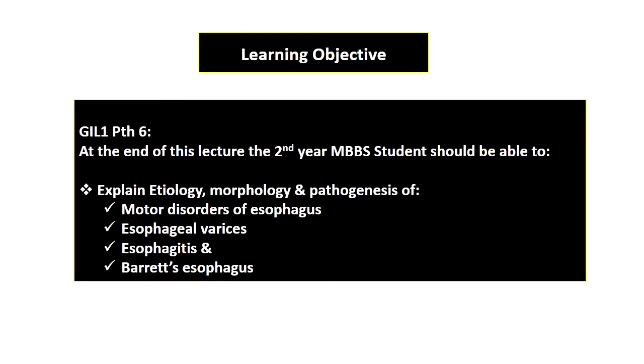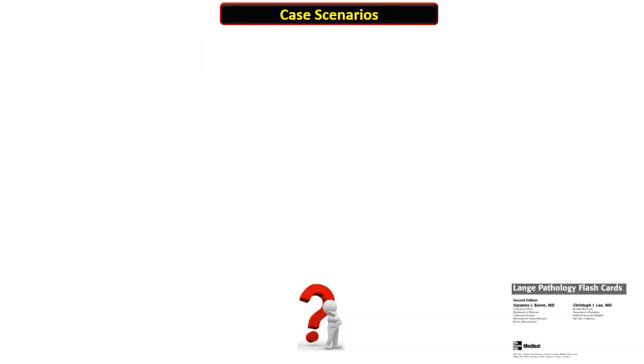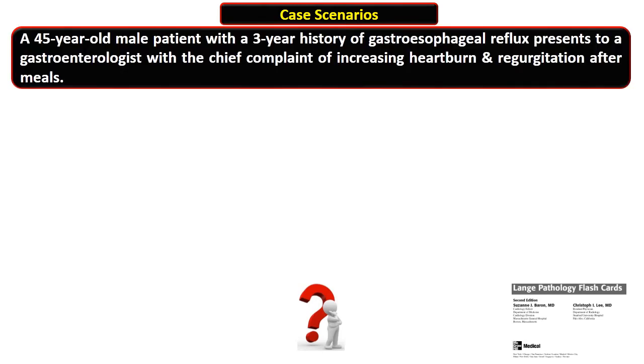The learning objectives are, at the end of this lecture, the second year MBBS student should be able to explain the etiology, morphology and pathogenesis of motor disorders of the esophagus, esophageal varices, esophagitis and Barrett's esophagus. Keep in mind these clinical problems we may encounter in our clinical settings.